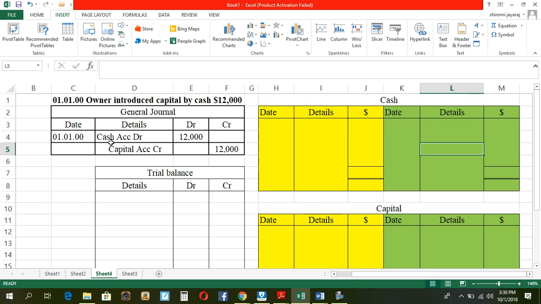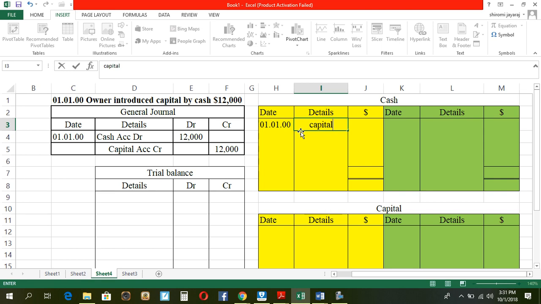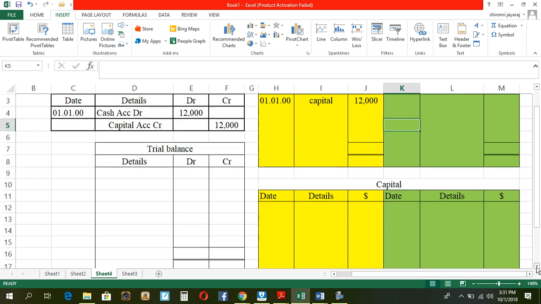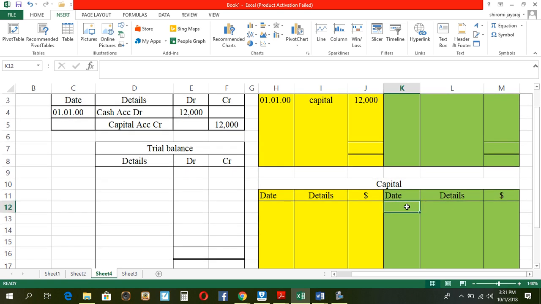Now comes the very important part. Please be focused. We wrote here cash account debit 12,000, right? So let's move to the cash account and to the debit side. Clear? Right. What's the date we write there? What is the opposite account's name? Capital. So you write capital here and then the value. Is that clear? Right. Now let's move into the capital account. What's the date we write here?